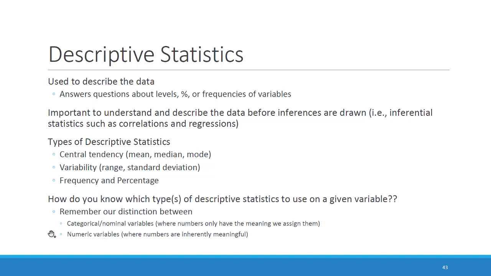So which ones do we use for which descriptive statistics? The answer is that for categorical or nominal variables, where the numbers only have the meaning we assign to them, you want to use frequency and percentage in terms of descriptive statistics. On the other hand, for numeric variables, where numbers are inherently meaningful, you typically want to use means and standard deviations.